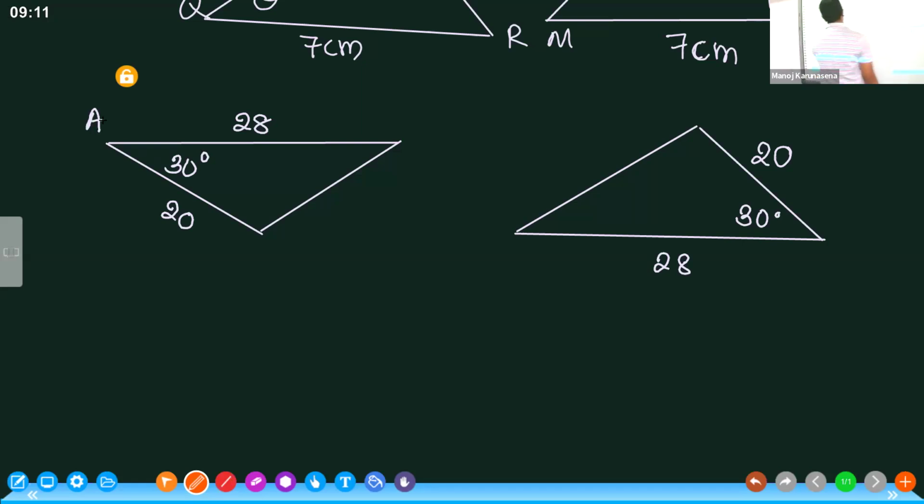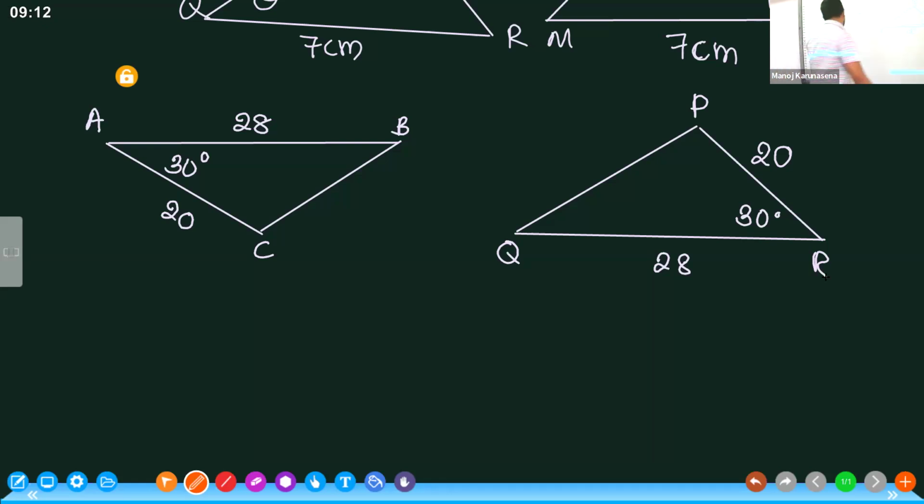The name of this triangle is triangle ABC. The name of this triangle is triangle PQR. Now these two triangles got congruent to one another. We have done the activity and proven it, you witnessed that these two triangles are congruent to one another.